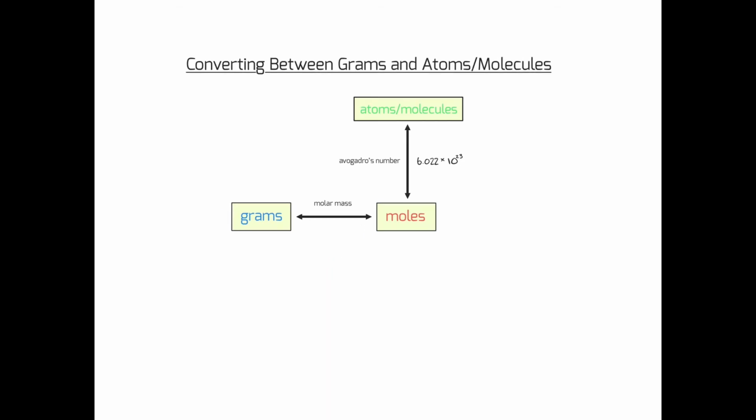So we learned how to convert between grams and moles by using the molar mass, and we learned how to convert between atoms or molecules and moles by using Avogadro's number. Now let's look at how we can convert between grams and atoms or molecules.